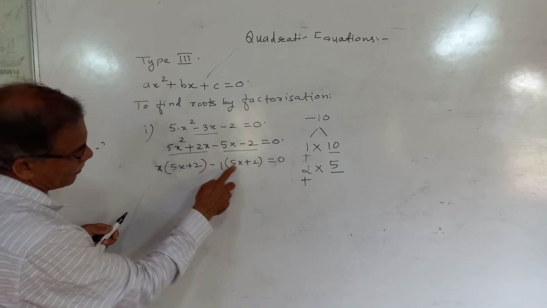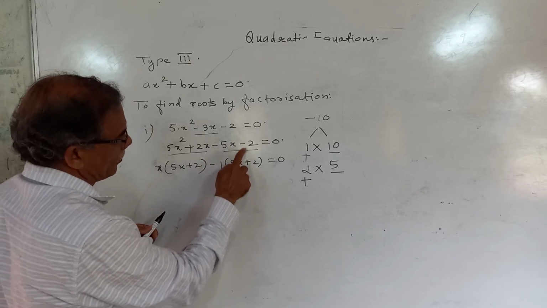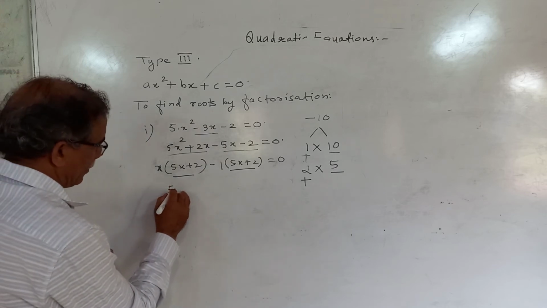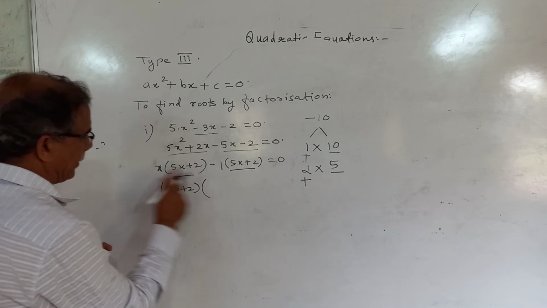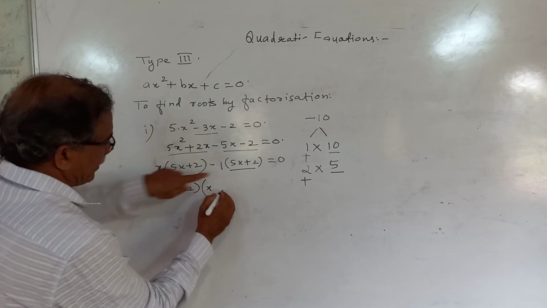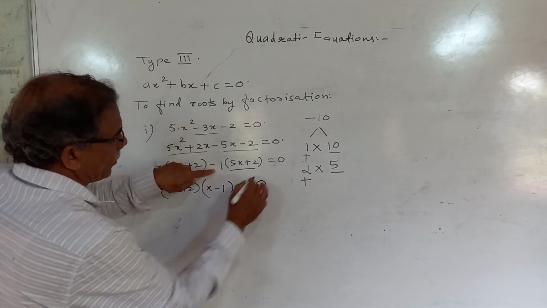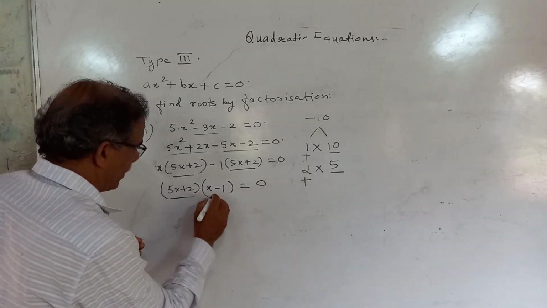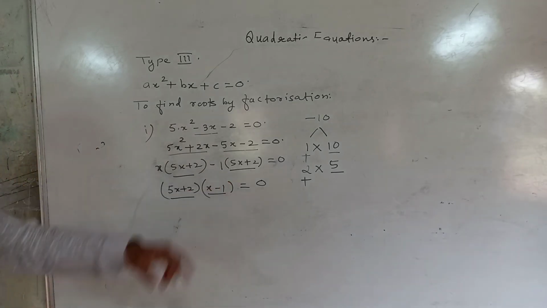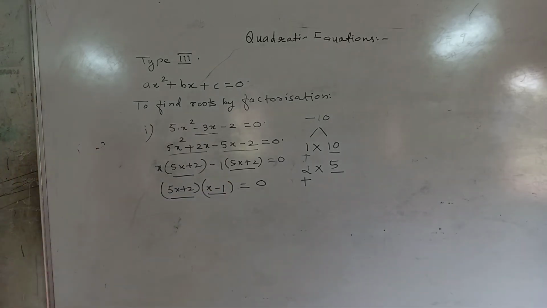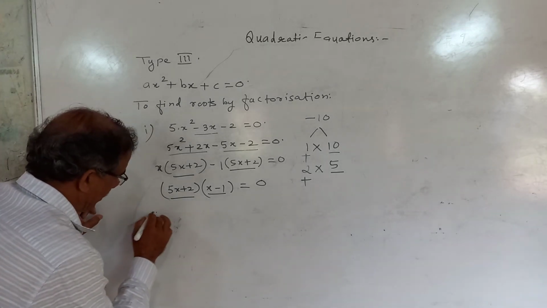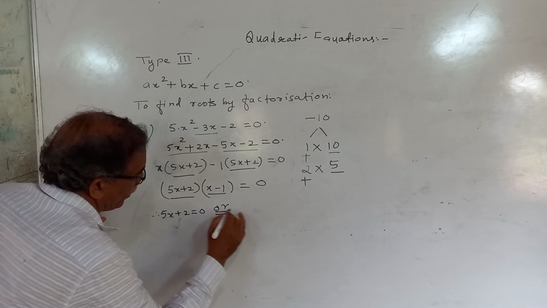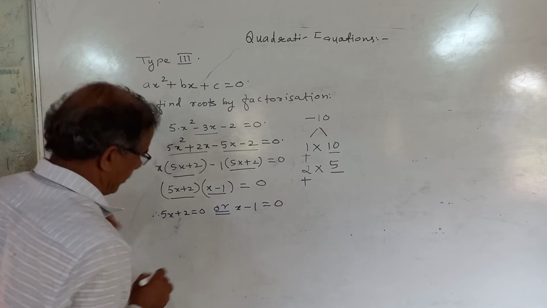Now you can simplify: minus 1 into 5x, minus 5x, minus 1 into plus 2, minus 2. Isn't it? Now see, this is common factor. You write together 5x plus 2, and this non-common, which is here x and here minus 1, is equal to 0. Now 5x plus 2 into x minus 1 is 0. So this is one number, this is second number, product of two numbers is 0. If product of two numbers is 0, one of the numbers should be 0. Therefore, 5x plus 2 should be equal to 0 or x minus 1 should be equal to 0.